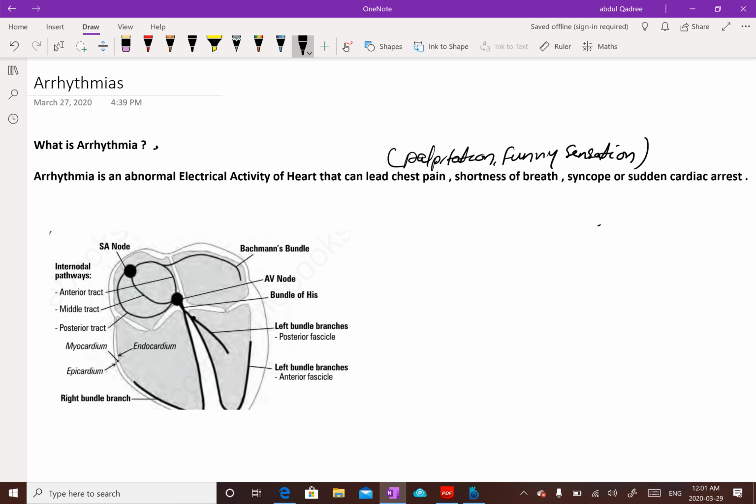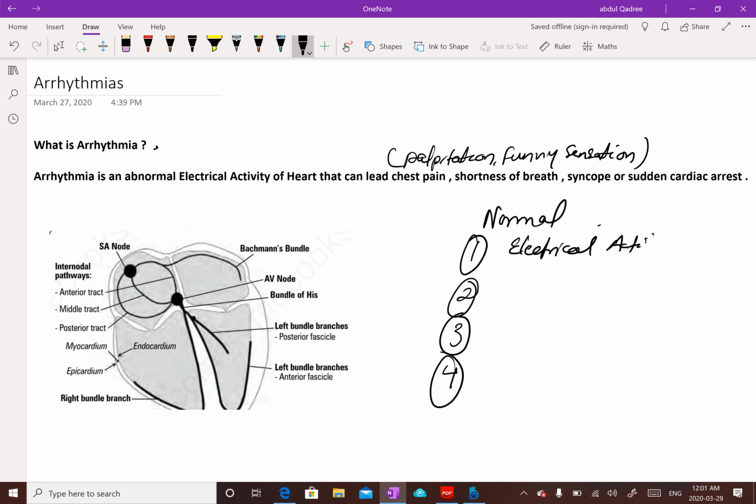Before we continue, let's discuss what is a normal rhythm for cardiac pacemaker cells. In order for us to understand normal rhythm, we have to know a couple of things. These four criteria must be met for a rhythm to be normal. The first criterion is that the electrical activity should be generated from the pacemaker, which is the SA node, the main pacemaker. The impulse has to be generated from the SA node in order for it to be considered a normal electrical activity of the heart.